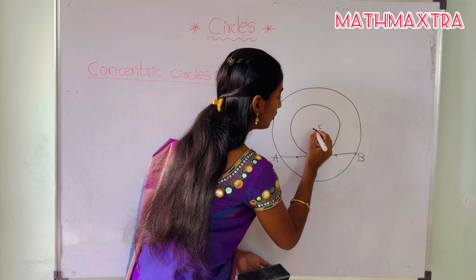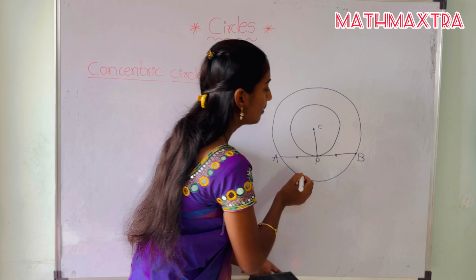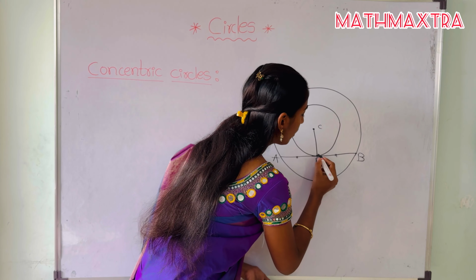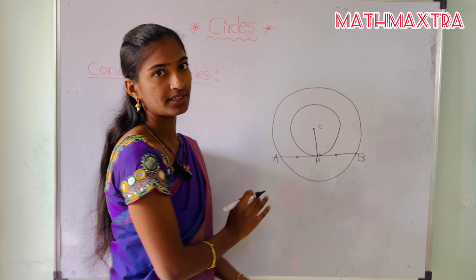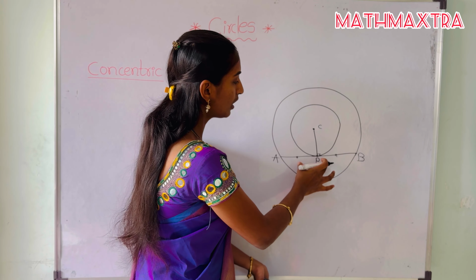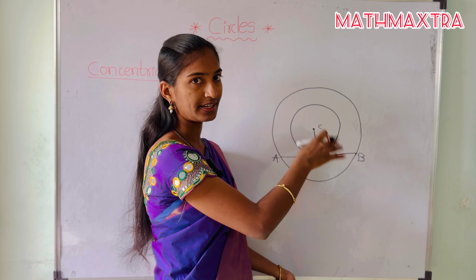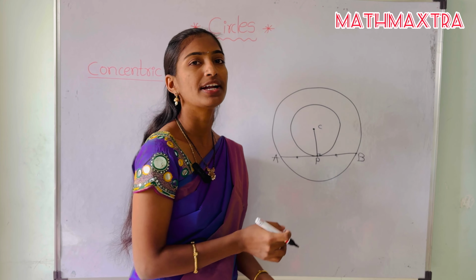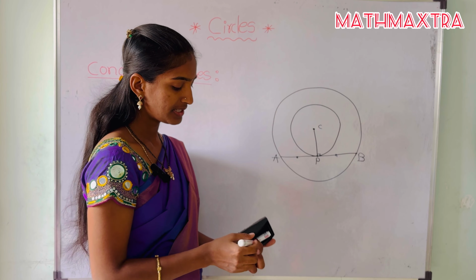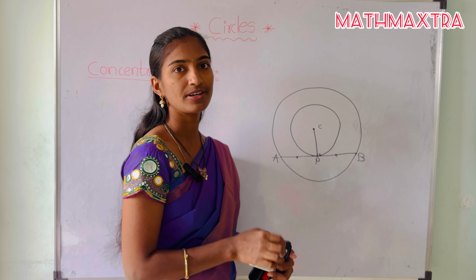And we know very well, if you join the center of the circle to the point of contact, this is always perpendicular to the tangent of that circle. So now we can easily say that the point of contact of the smaller circle always bisects the chord of the larger circle. Okay, this is one property when you take two concentric circles.